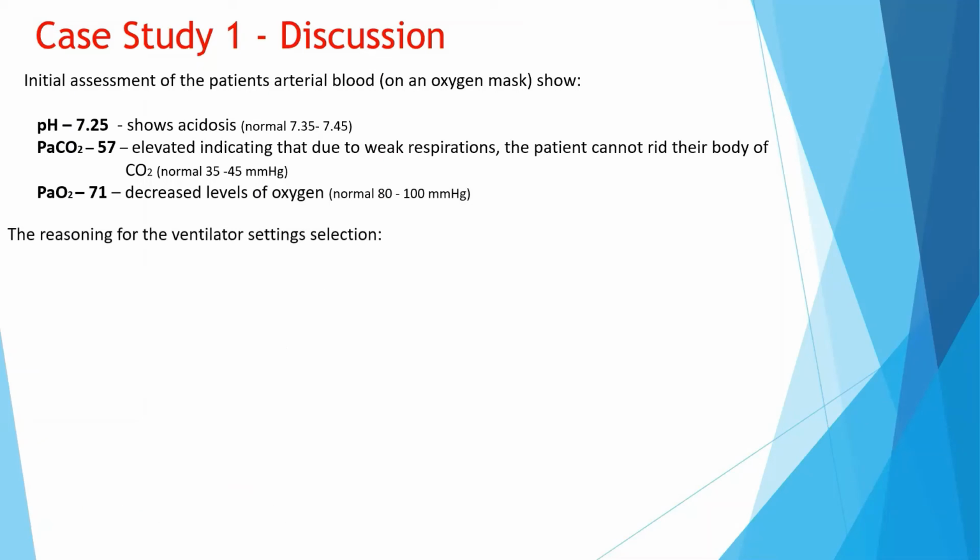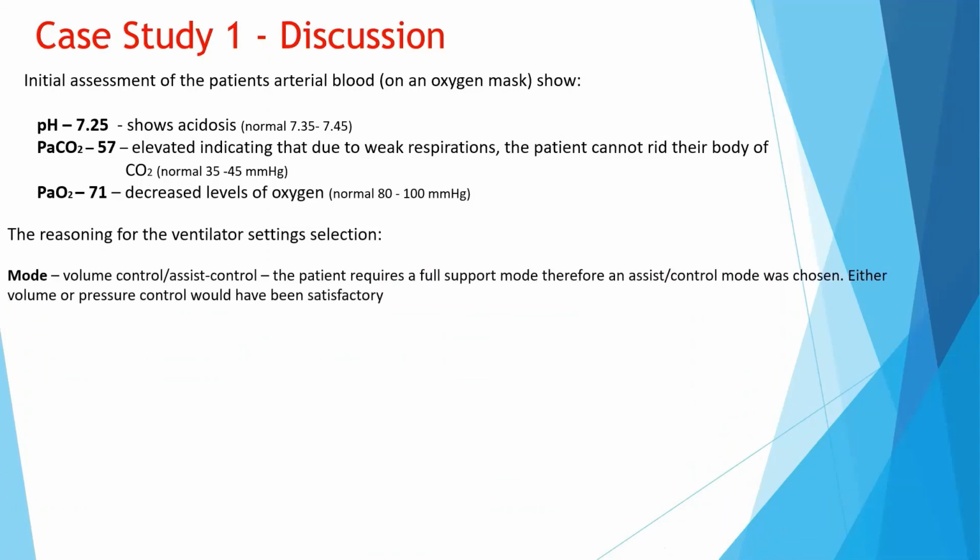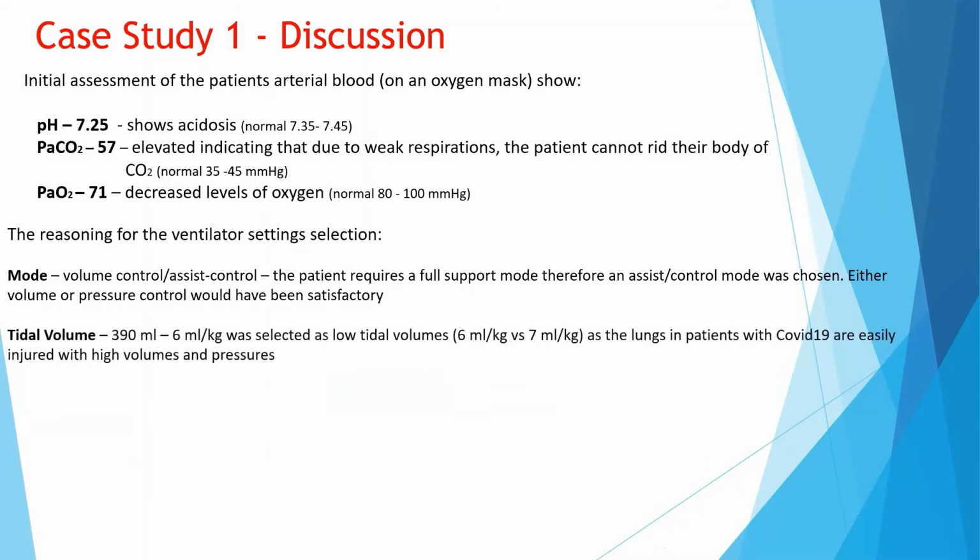And why were those particular ventilator settings selected? The mode volume control assist control was chosen because the patient requires full support. Either volume or pressure control would have been satisfactory. In this case, volume control was chosen. Because of that, there's a tidal volume to set. 6 milliliters per kilogram was selected.